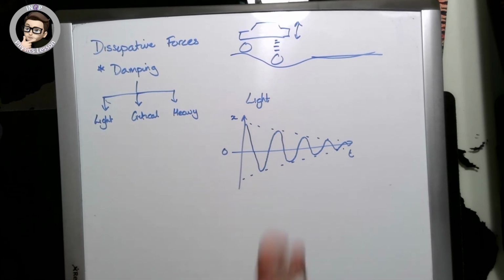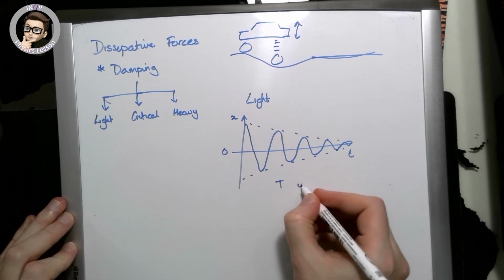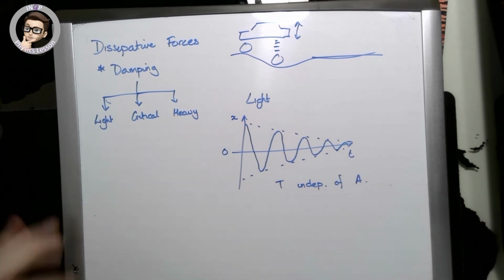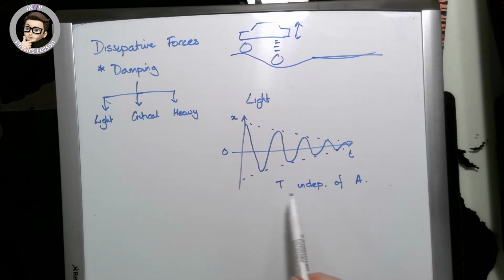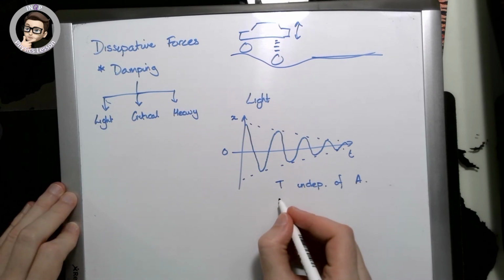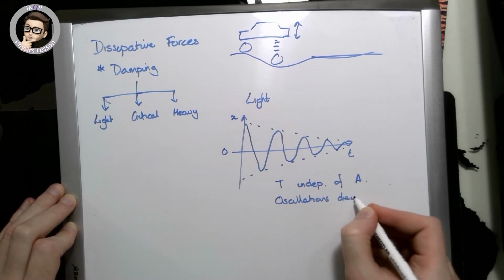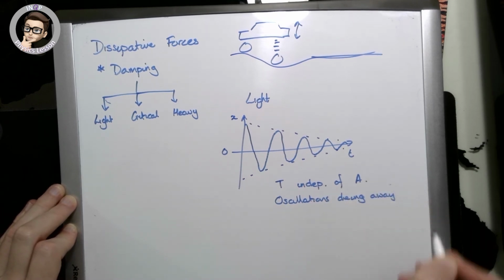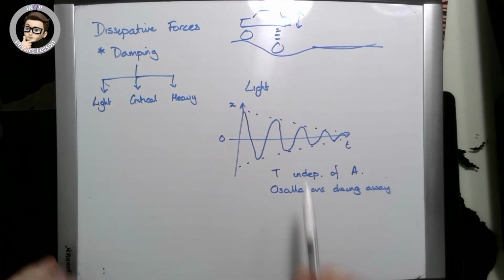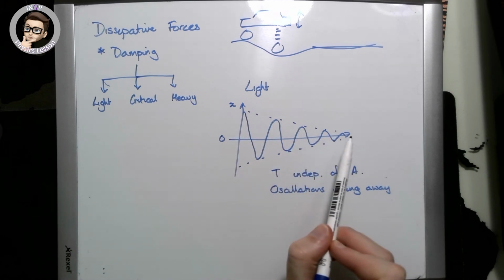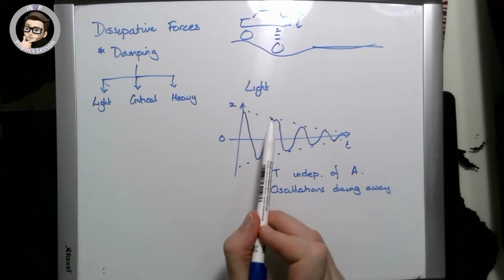And it's going to do that over time, but what's really important to note is the frequency remains constant. So the time period is independent of the amplitude. So it doesn't matter how big the amplitude is, you've still got the same time period, you're still at the same frequency. But the oscillations are dying away. And why are they dying away? They're dying away because you're losing energy into the surroundings. The energy that you did have at the peak at this point here is less at this point, which is less at this point, etc., because you're losing that difference in energy.